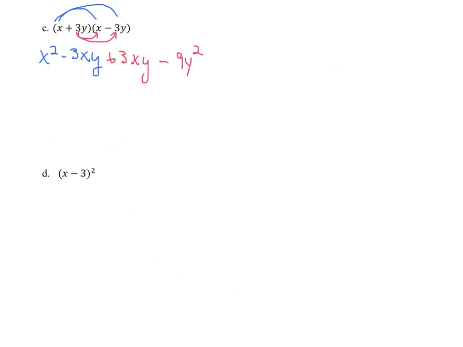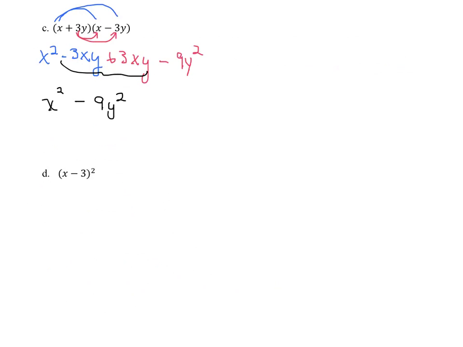I think the hardest part about this is that you're multiplying first and then combining like terms. So you have to keep all of those rules straight. Now we're going to combine like terms in the middle, and I'm psyched because these two, negative 3xy and 3xy, will add out. So they're gone. So I write down x squared minus 9y squared.